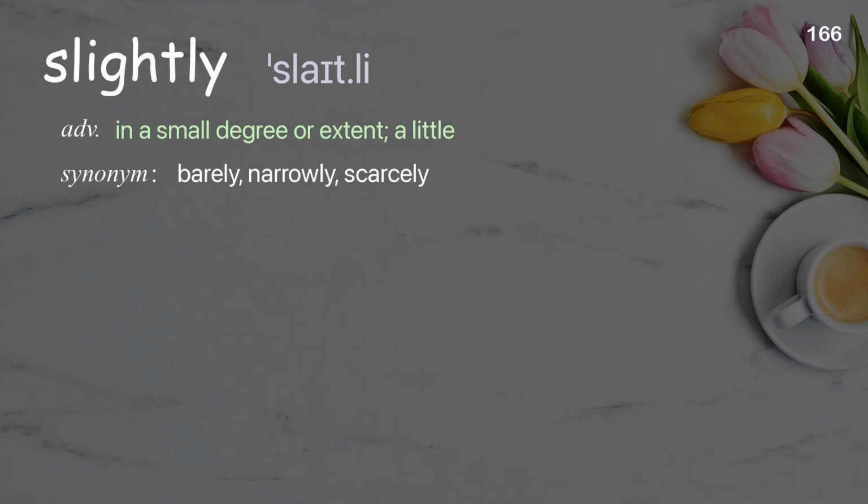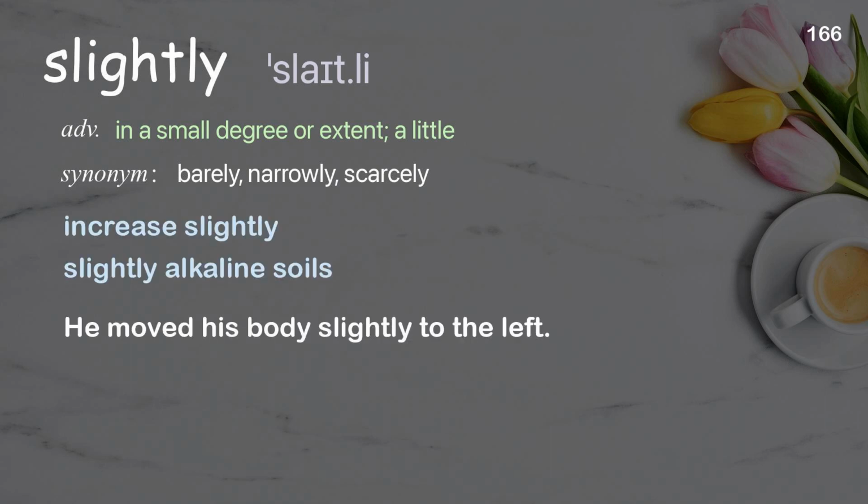Slightly. In a small degree or extent, a little. Examples: Increase slightly. Slightly alkaline soils. He moved his body slightly to the left.